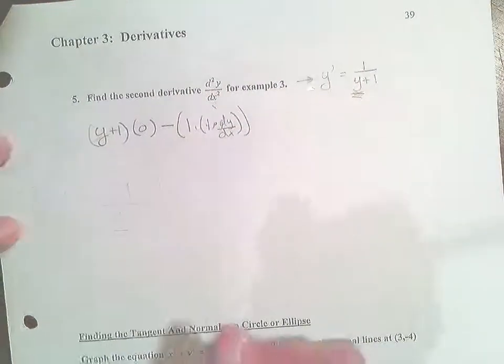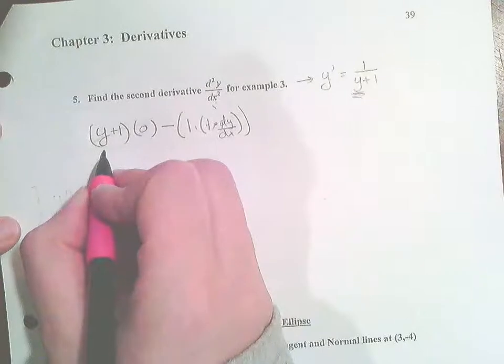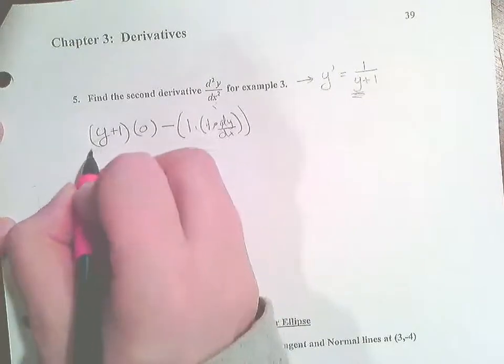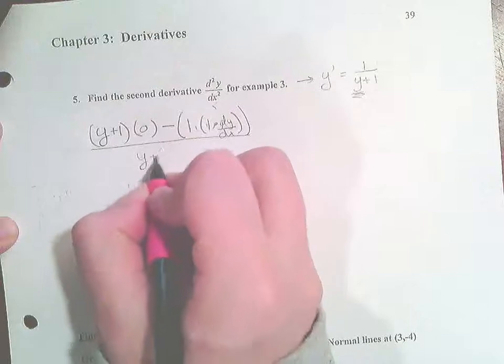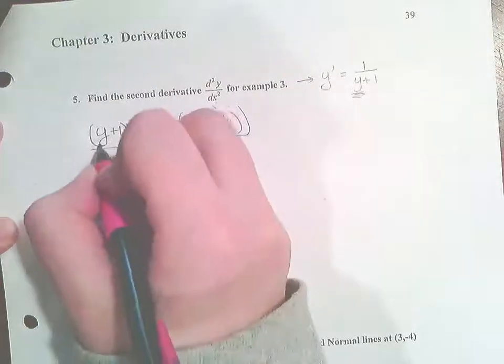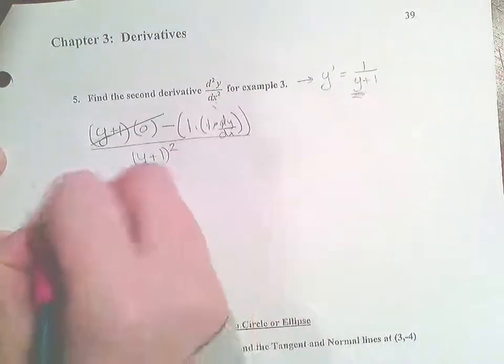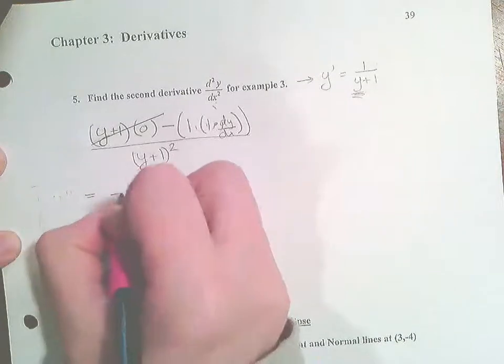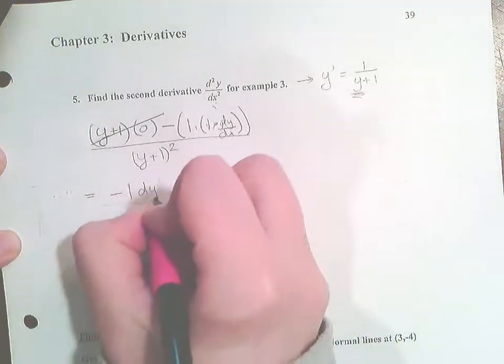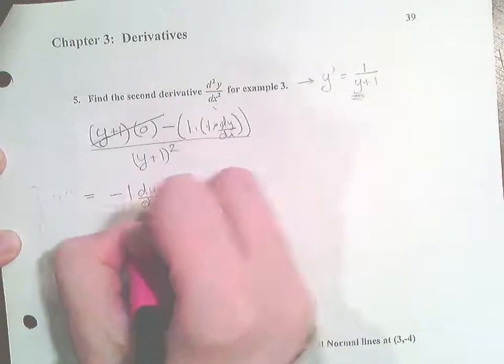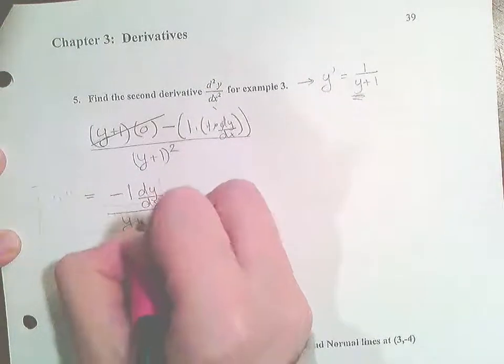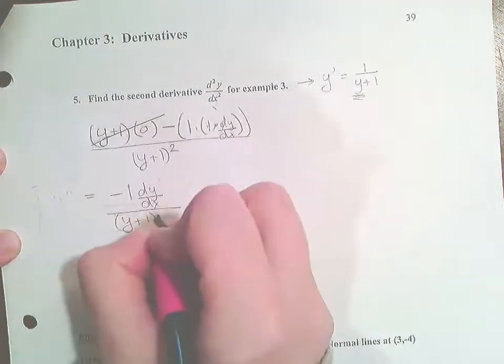So now, all of that is divided by (y plus 1) squared. So of course this is gone and we are left with negative 1 times dy/dx over (y plus 1) squared.